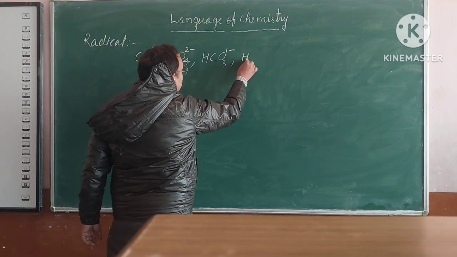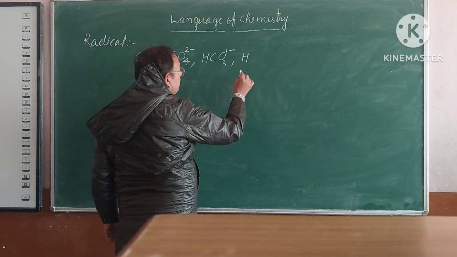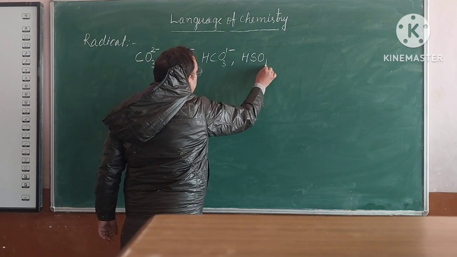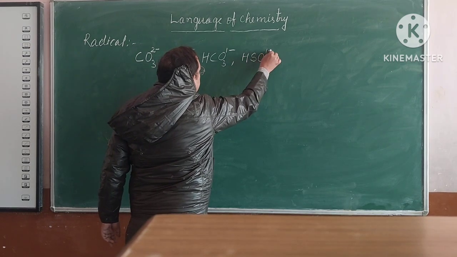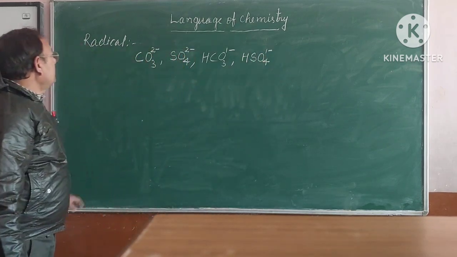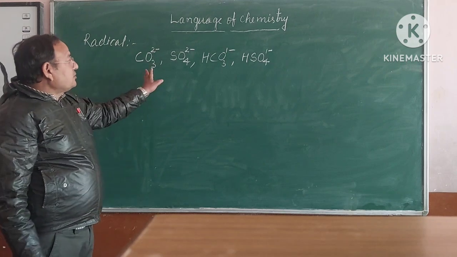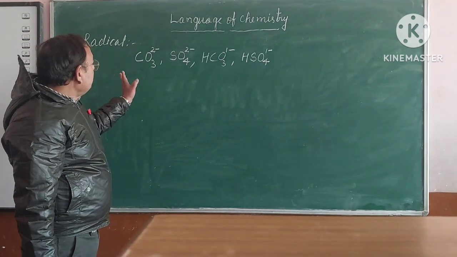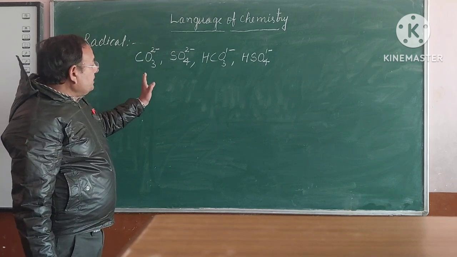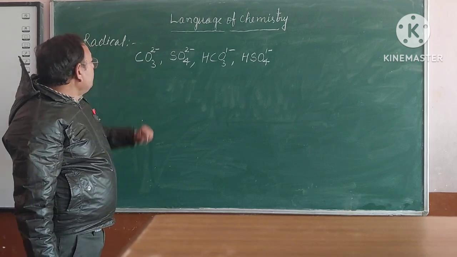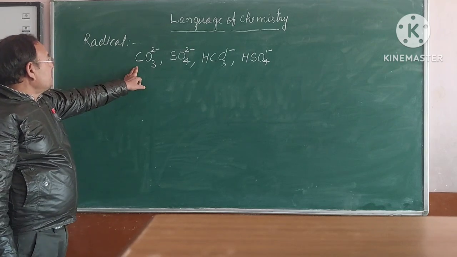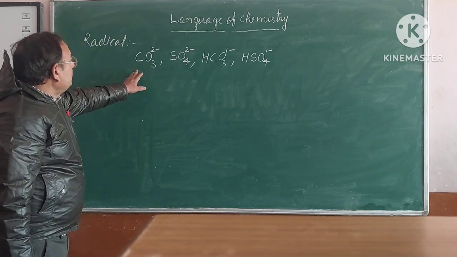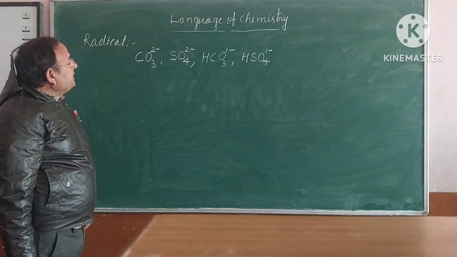Bisulfate, HSO4. This also has -1 charge. All these are electronegative radicals. And these are made up of groups of atoms. The carbonate radical is made up of carbon atom and oxygen atoms, and has two units of negative charge.